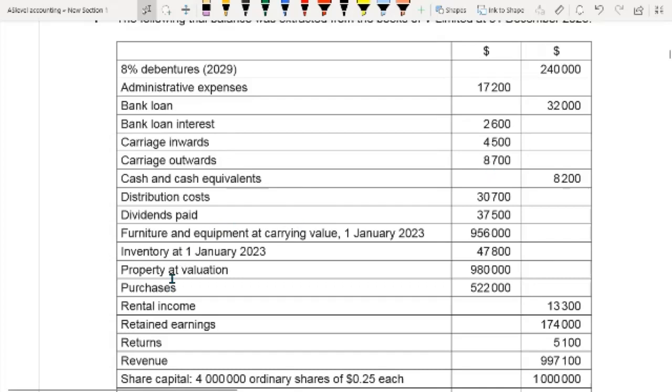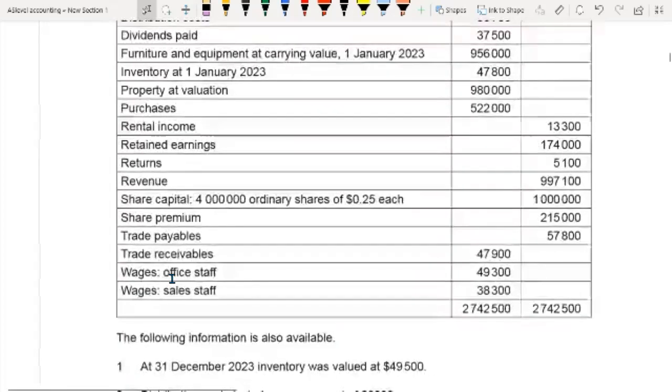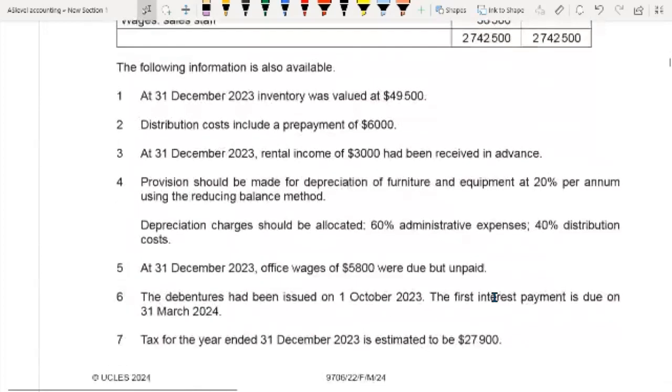Let's see the others. We have the wages of sales staff, which is also part of distribution cost, 38,300. Let's see the other adjustments. We know about the closing inventory. Distribution costs include a prepayment of $6,000. If this is a prepayment, it means we have to deduct it. At 31st December 2023, rental income of 3,000 had been received in advance. This income is not part of our distribution cost. This would be part of administration expenses.